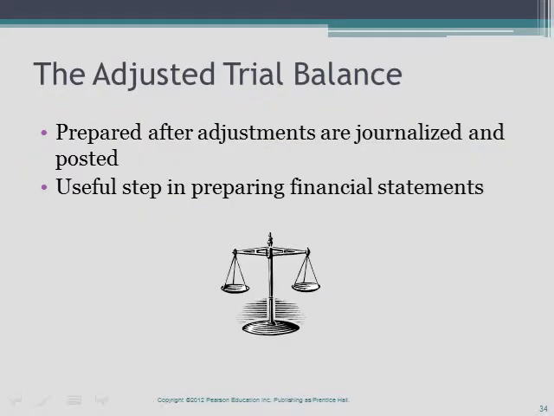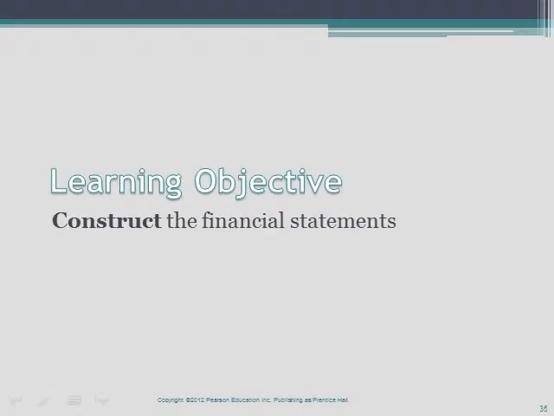So after the adjustments are journalized and posted, a useful step in preparing the financial statements is to list the accounts along with their adjusted balances on an adjusted trial balance. This document lists all the accounts and their final balances in a single place. And so next we want to talk about how to construct the financial statements.